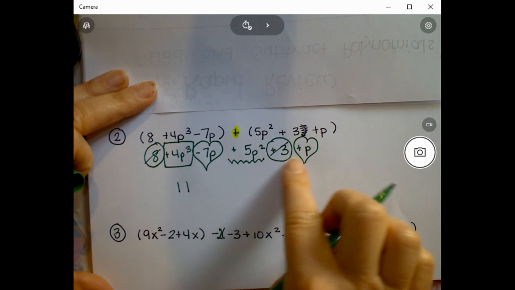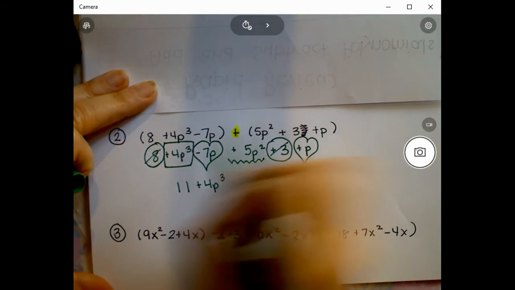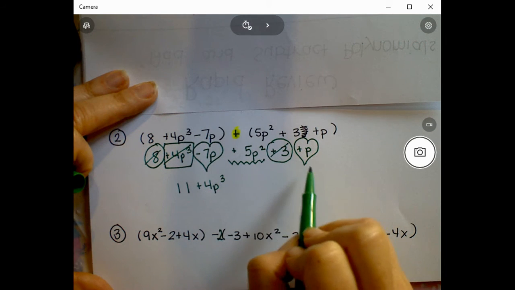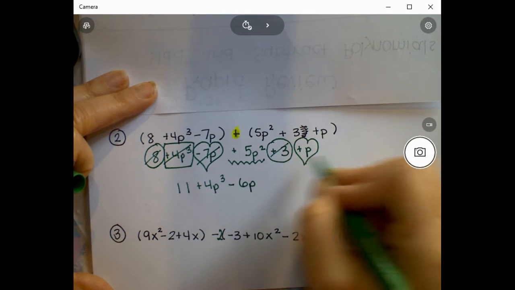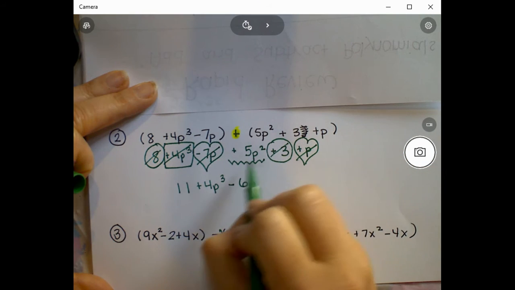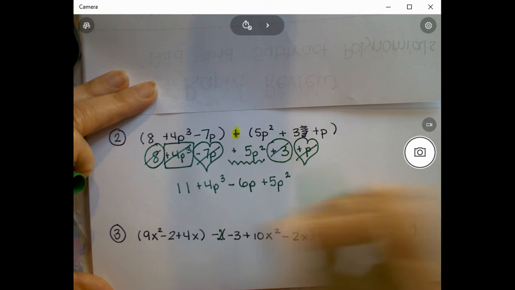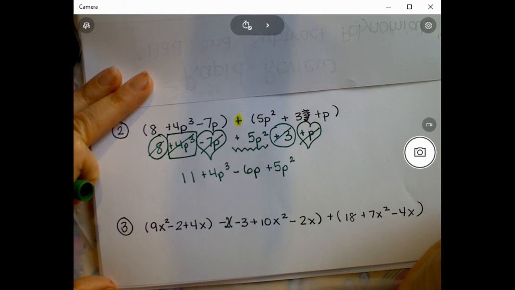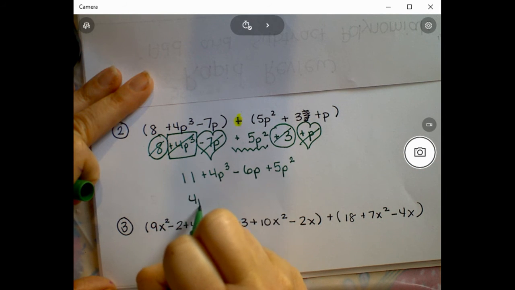4p cubed, no more p cubes. We have negative 7p, and 1p is negative 6p. And then we have this 5p squared. Okay? And I'm going to write this in descending order just because I like how it looks better. So we're going to start with our highest exponent.